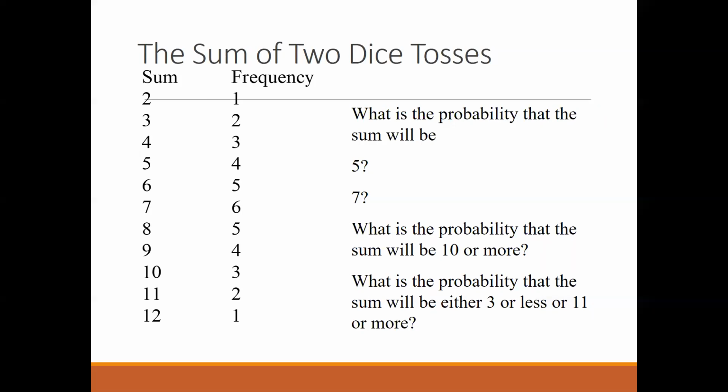Okay. Now comes the last question. What is the probability that the sum will be either 3 or less, or 11 or more? For 3 or less, we have 2 plus 1, that is 3. And for 11 and more, again 2 plus 1, 3. So the total is 6 by 36, which is again 1 by 6. That is the answer. Anyone has a doubt here?